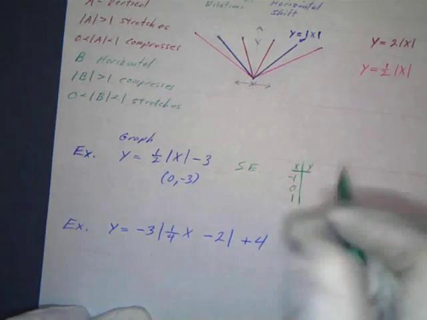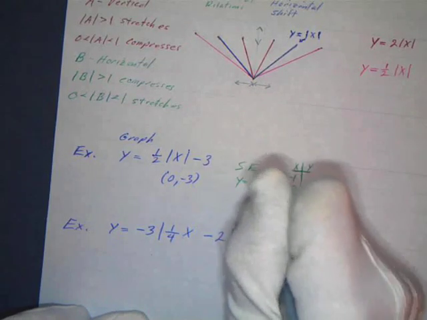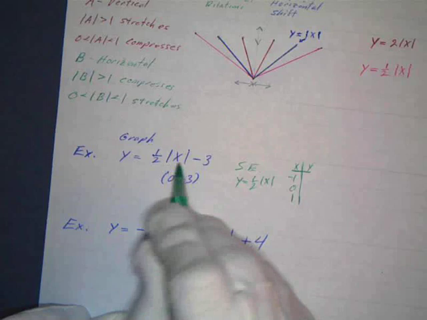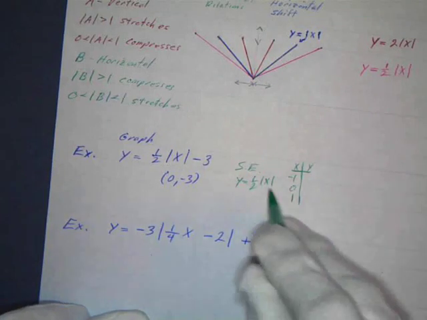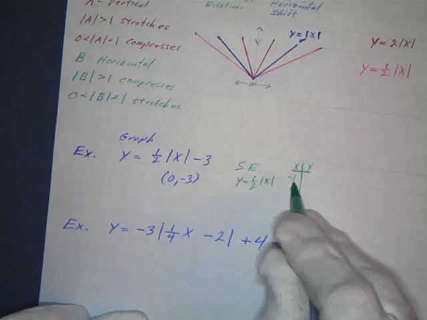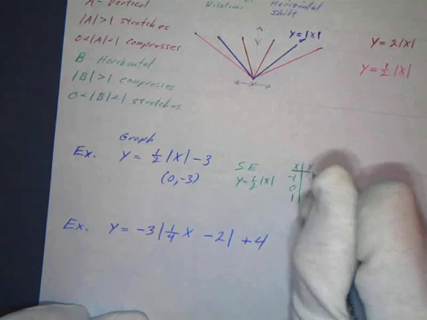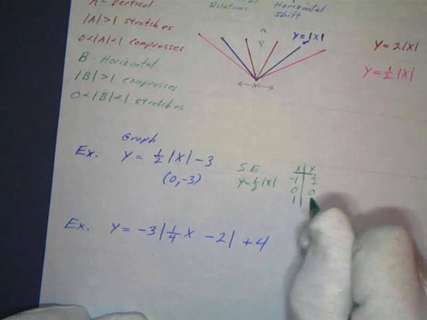This is my shape equation. My shape equation is just y equals 1/2 the absolute value of x. Now that's just the equation without the horizontal and vertical shift, and that's going to give you the actual shape. So if I put a -1 in here, the absolute value of -1 is 1, 1/2 of 1 is 1/2. 0 is 0, and again 1/2.